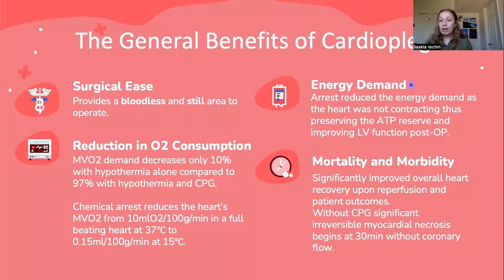So the general benefits of cardioplegia are obviously you're going to get that bloodless and still environment that's ideal for operation. And then you get a really significant reduction in oxygen consumption. So with hypothermia alone, that's 10%. But when you add cardioplegic arrest and asystole, you get a 97% reduction in oxygen consumption. So that's the difference of 10 milliliters of oxygen per 100 grams of tissue per minute in a normothermic beating heart to 0.15 milliliters of oxygen per 100 grams of tissue per minute at 15 degrees Celsius.